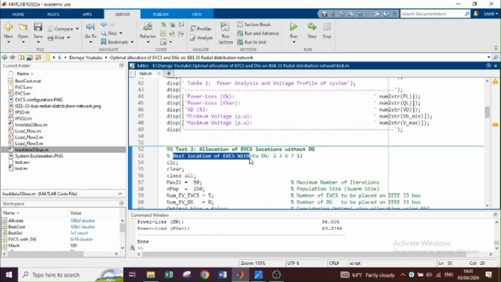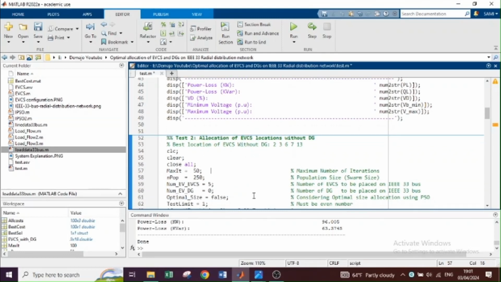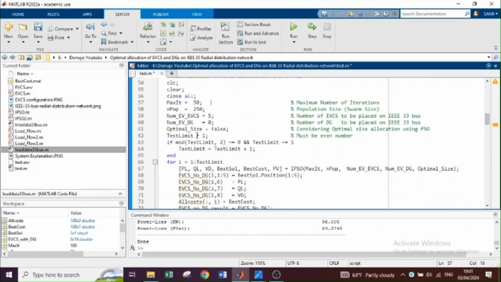And one more thing about the EV charging stations, which I told you at the beginning of this video: why we select the DG EV charging stations to be at 2, 3, 6, 7, 13. And as you remember, I told you about the test limit. I mean, how many times you can run this test to find out what would be the best EV locations. So in here, the test limit was 1. You can set it to 5. You can set it to 10.